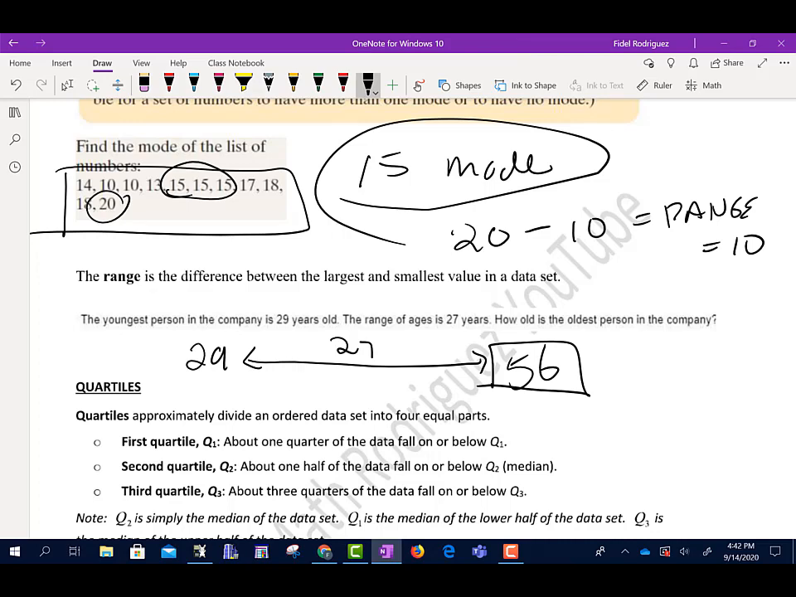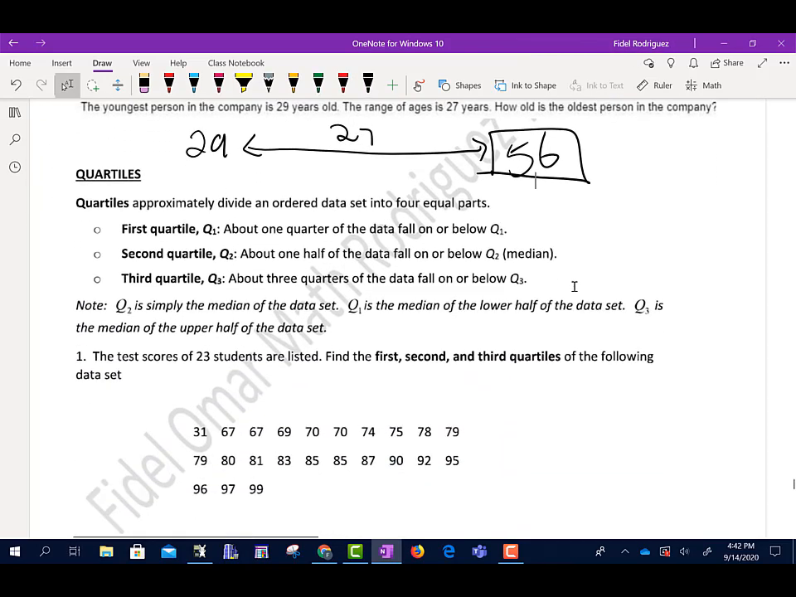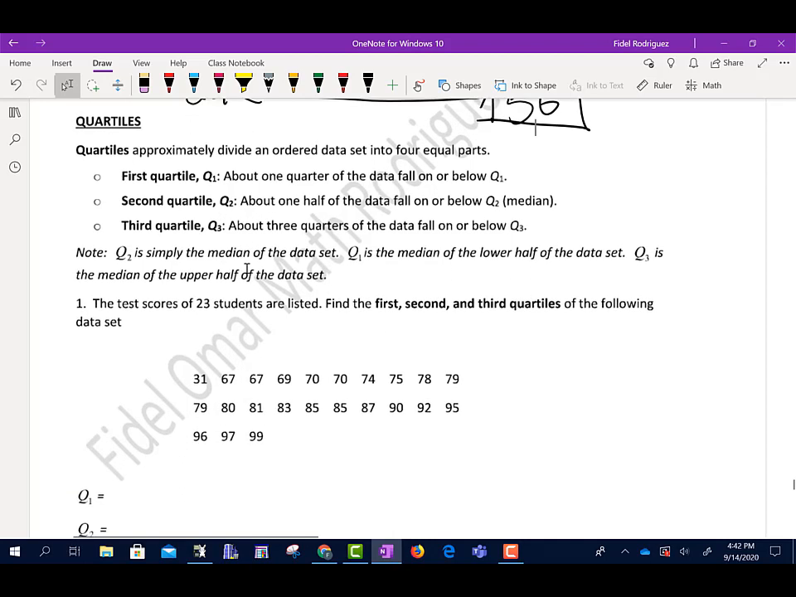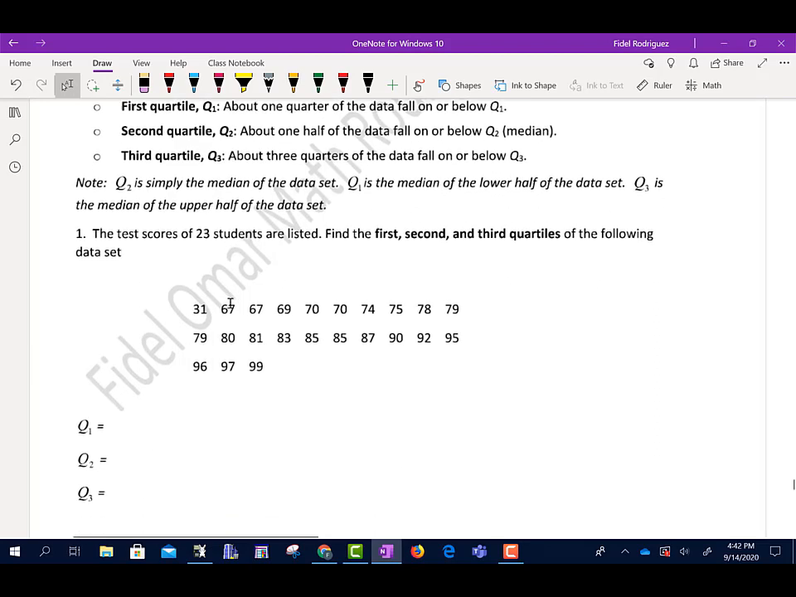The next part we have here is something called quartiles. Quartiles approximately divide an ordered data set into 4 equal parts. The first quartile, Q1, is about 1/4 of the data falling on or below Q1. The second quartile, Q2, is about 1/2 of the data falling on or below Q2. That's our median. The third quartile is about 3/4 of the data falling on or below Q3. Note, Q2 is simply the median of the data set, and Q1 is the median of the lower half of the data set. Q3 is the median of the upper half of the data set.